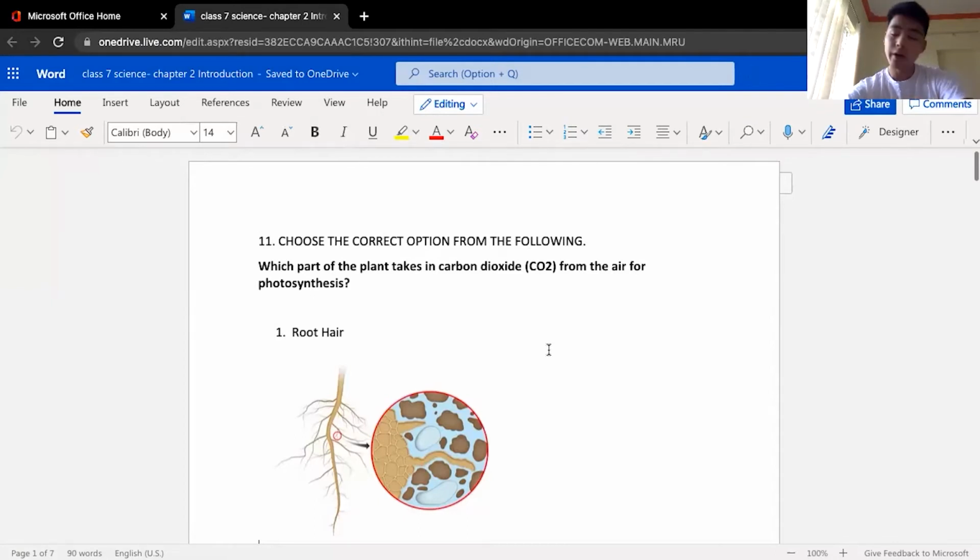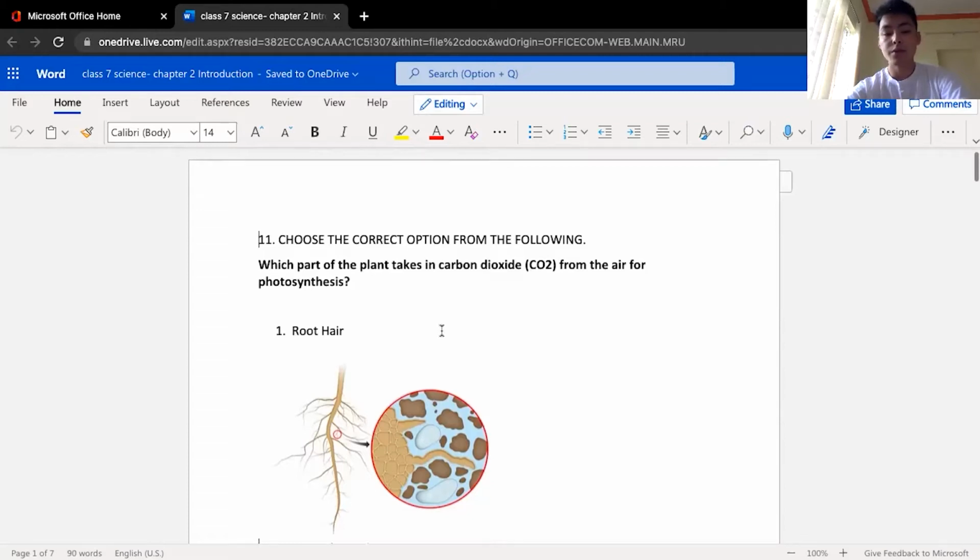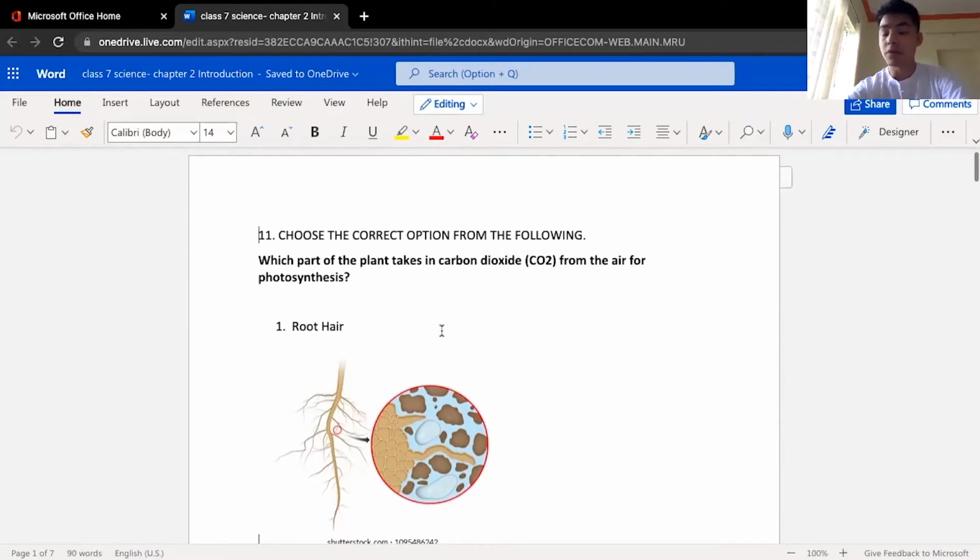All right. Sorry that I missed question number 11 and 12 in the exercise, but we'll try to cover them in today's session. Question number 11 says, choose the correct option from the following. It's a multiple choice question. Which part of the plant takes in carbon dioxide from the air for photosynthesis? We have studied many parts of a plant, such as stem, root, leaf, fruit, flower.